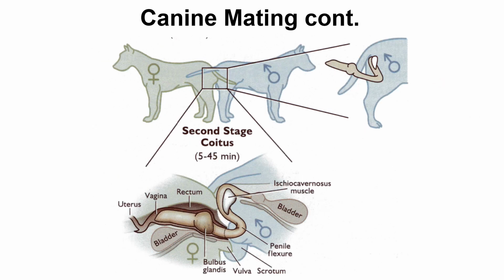The next stage is the second stage, coitus, shown in the diagram. This shows that the penis is located inside the vagina. We also have here the bulbous glandis. The bulbous glandis enlarges dramatically, and the male at this stage, even if it wanted to be released, cannot separate from the female unless he loses his erection. In semen collection, it is important not to use a lubricant during the collection process.